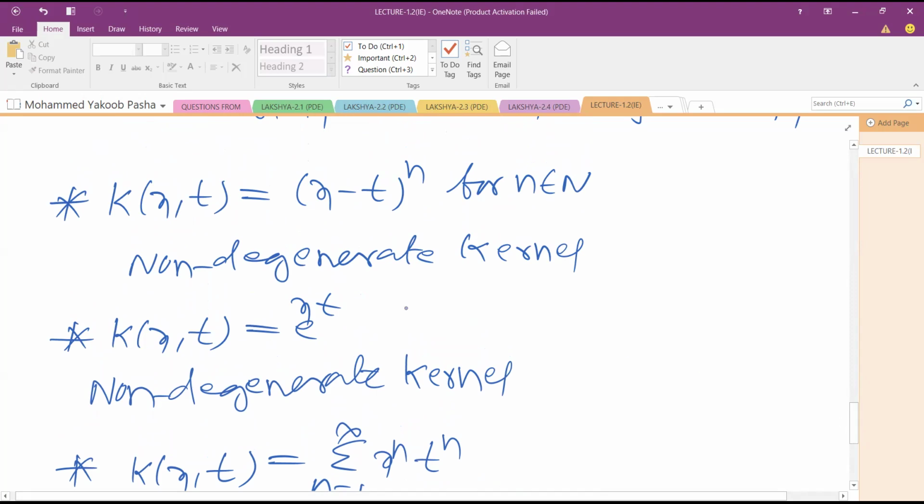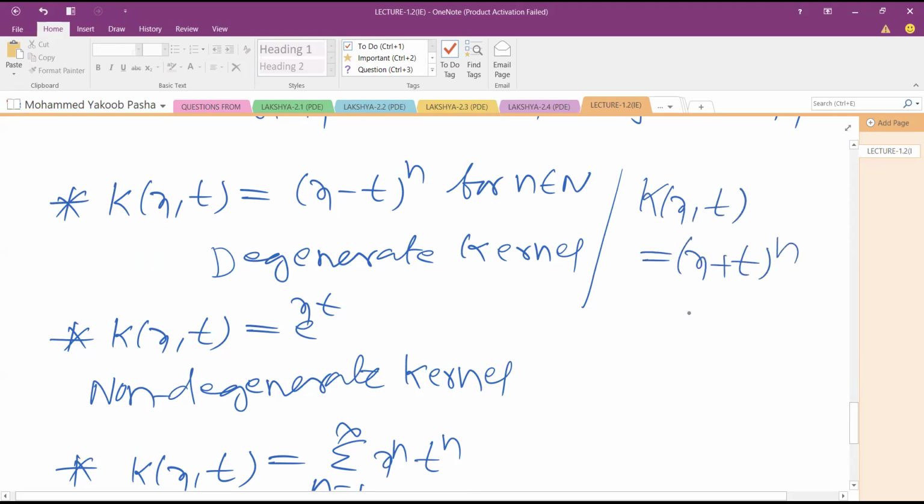Okay, so it is degenerate. Similarly, you can take this also: k of x comma t is equal to x plus t whole to the power of n, for n belongs to N. This is also a degenerate kernel.